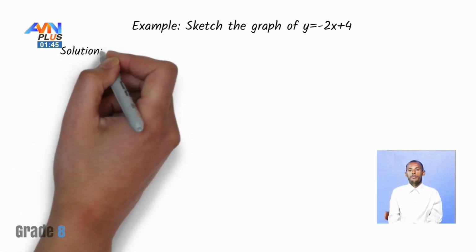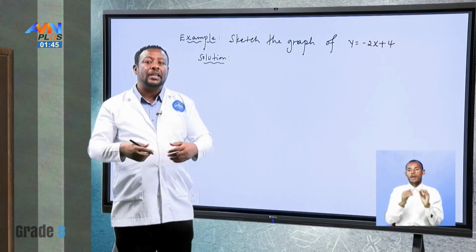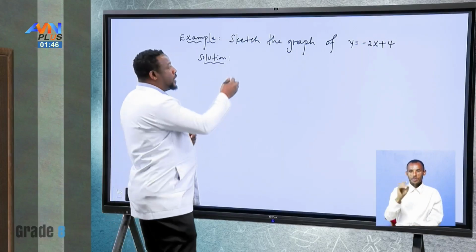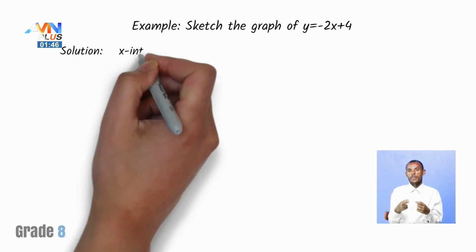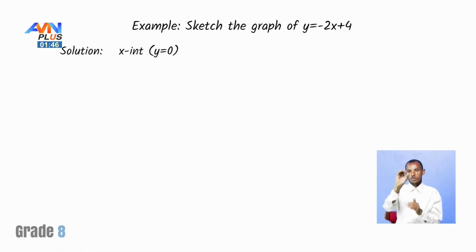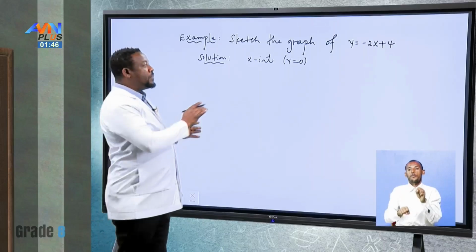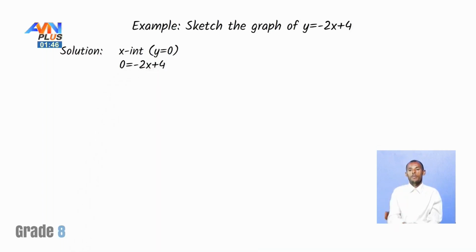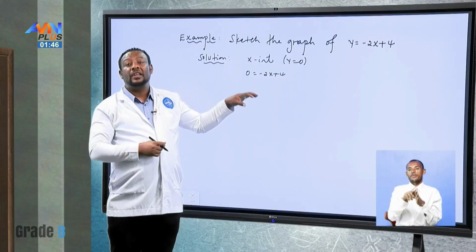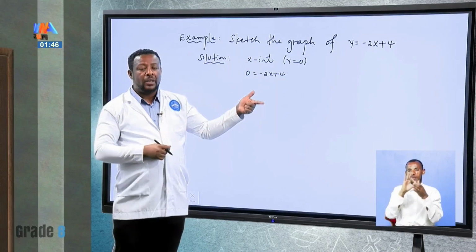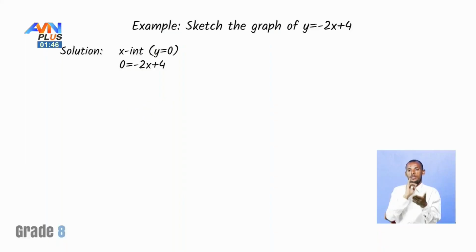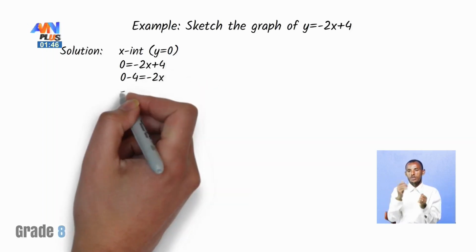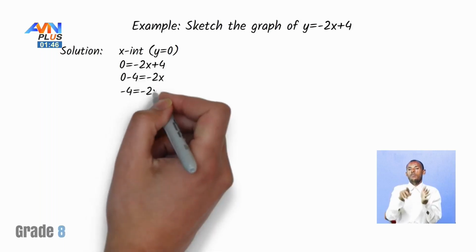Can you tell me what number I should take to find the x-intercept? Well, if you say y is equal to 0, you are correct. So to find the x-intercept, take y is equal to 0 and substitute in the equation. The equation becomes 0 is equal to minus 2x plus 4. So finding the x-intercept requires finding the solution of this linear equation, right? This is the same as 0 minus 4 is equal to minus 2x. You subtract 4 from both sides, and this gives us minus 4 is equal to minus 2x.